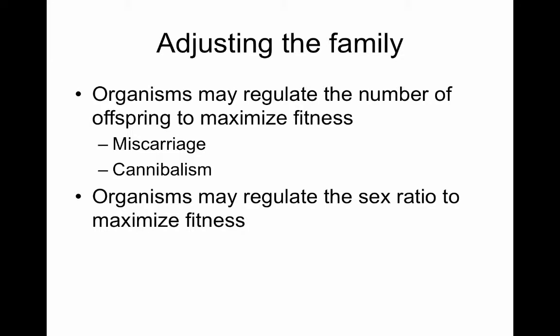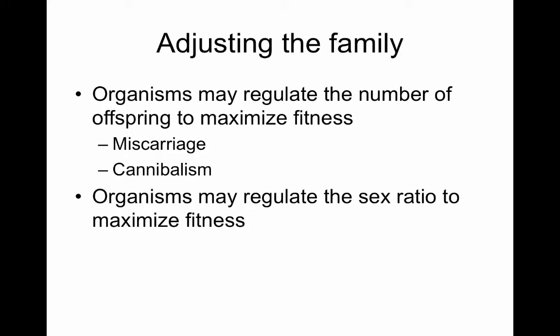So organisms can regulate the number of offspring they have in a number of ways. Often having more offspring leads to higher chances that all of them will do poorly, that there won't be enough resources to go into them all being successful. And limiting the number of offspring may be the best way to have any offspring survive at all.